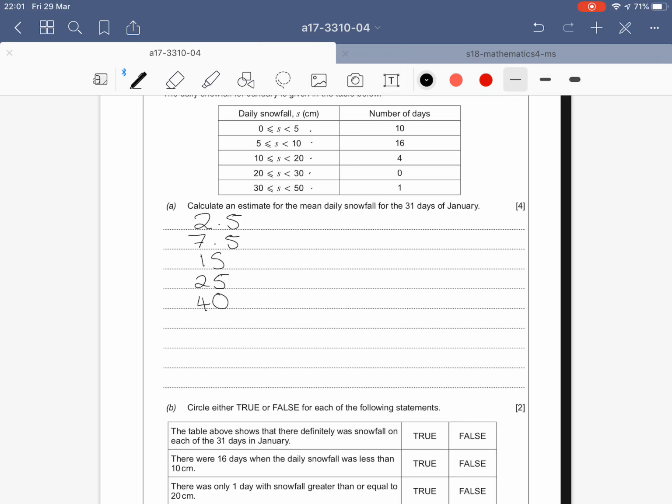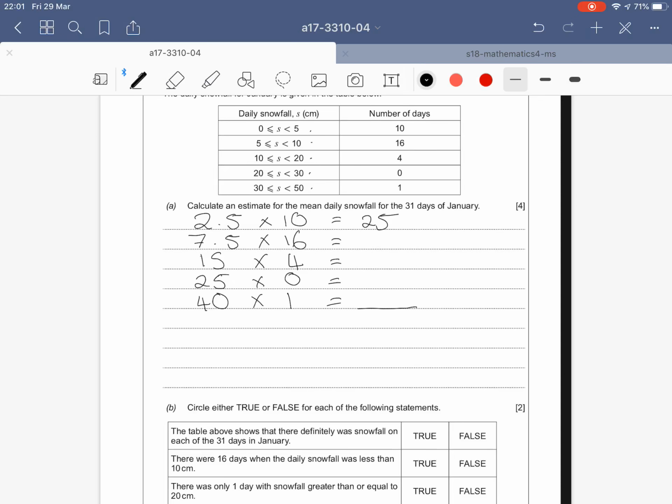So these are their midpoints, and we can times those by the number of days. So times that one by 10, times that by 16, times that by 4, times that by 0, and times that by 1. Because to find the mean, we need to add them all up and divide by how many there are. So we need to do 2.5 times 10, that's 25. Don't forget you've got a calculator, this is the calculator paper.